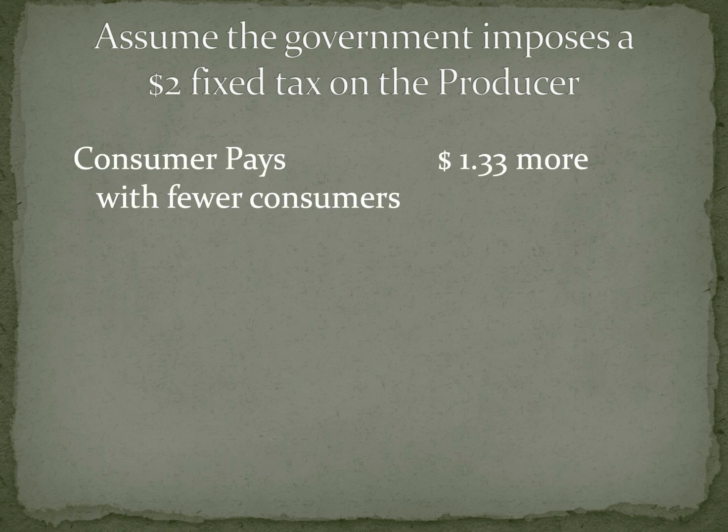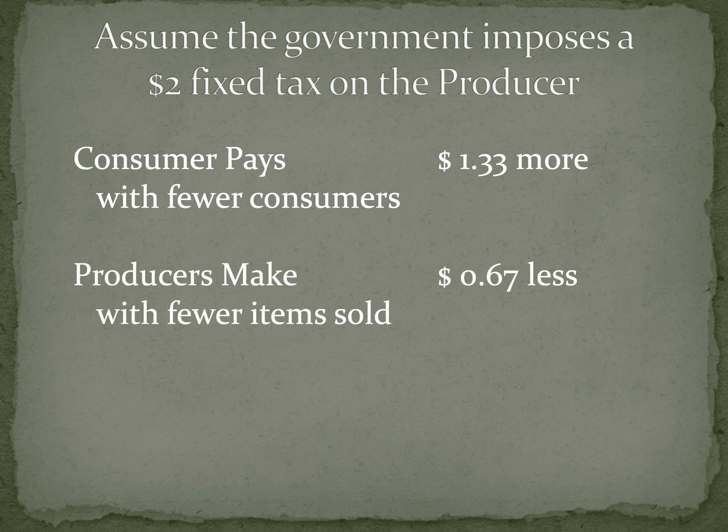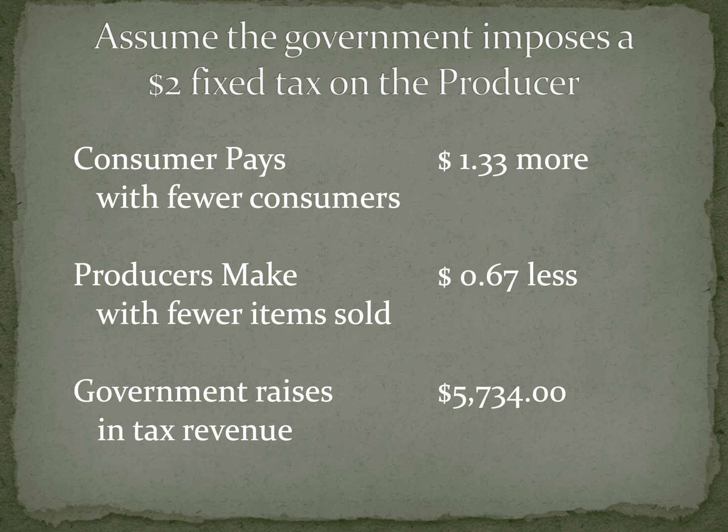So just to review, the consumer pays more. How much more? $1.33 more. The producer receives less. How much less? 67 cents less. If you'll notice, you add the consumer's burden and the producer's burden, it adds up to the total of $2. And the government receives in tax revenue a total of $5,734. So here we've shown an example of a percent tax and a fixed tax.